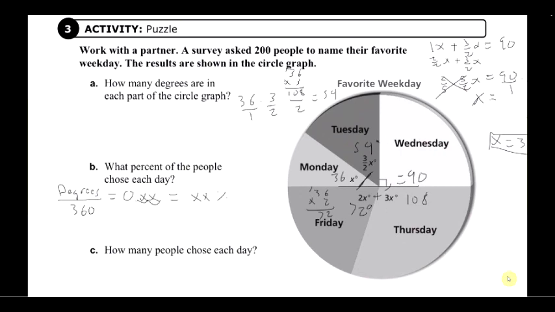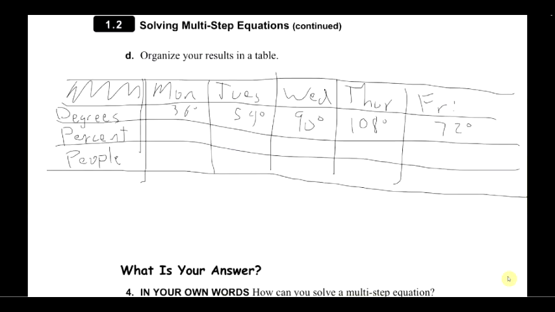So I can do the first one for you. Monday would be 36 divided by 360. That equals 0.1. Move the decimal place over twice. 1, 2. And that equals 10%. So we can write in 10% for Monday. Use that same operation to fill out the rest of the percentages.